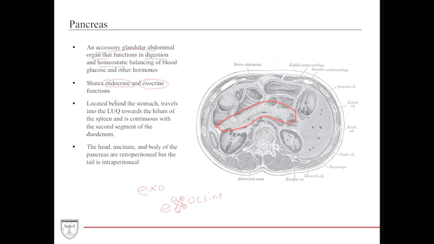The pancreas is located behind the stomach and travels into the left upper quadrant, almost touching the hilum of the spleen by its tail. The head and the uncinate process of the pancreas are in very close proximity to the second segment of the duodenum. So it's very important to note that the head, the uncinate process, and the body of the pancreas are retroperitoneal structures. However, the tail, which is very close to the spleen, is an intraperitoneal structure.